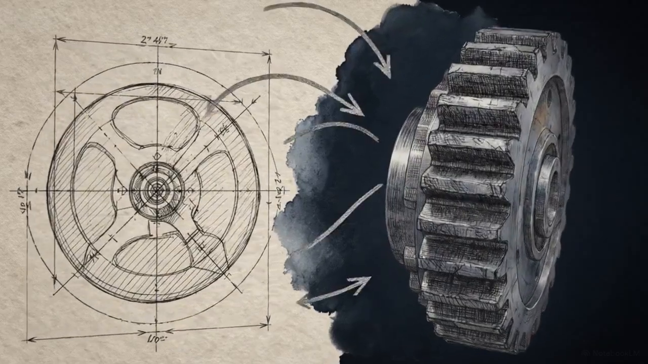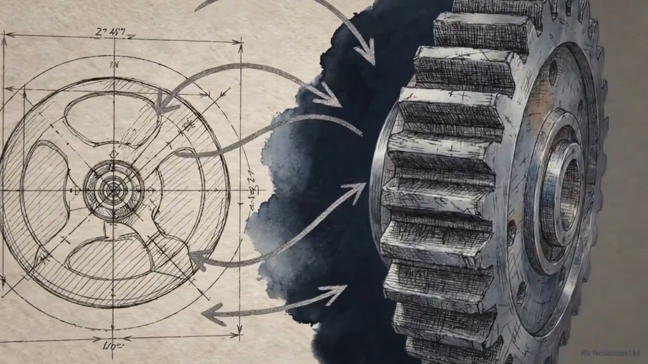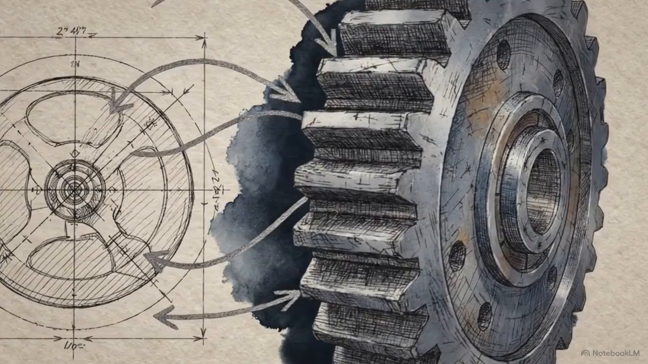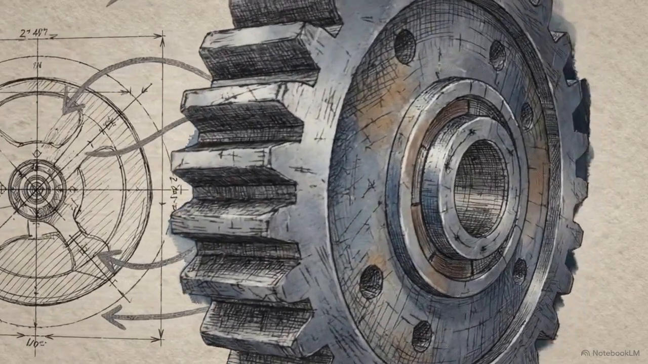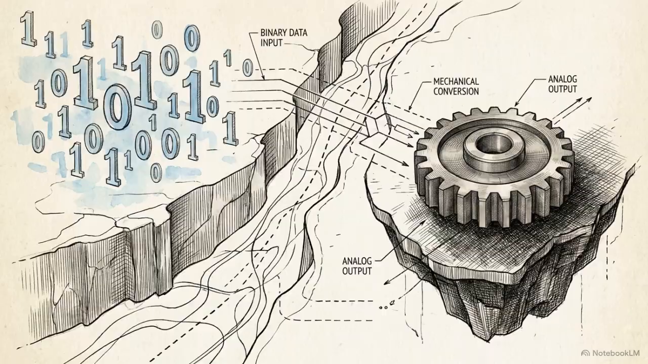Look at a digital 3D model of a mechanical gear. To turn that mathematical geometry into a solid, heavy steel physical component, data must cross a massive operational chasm.